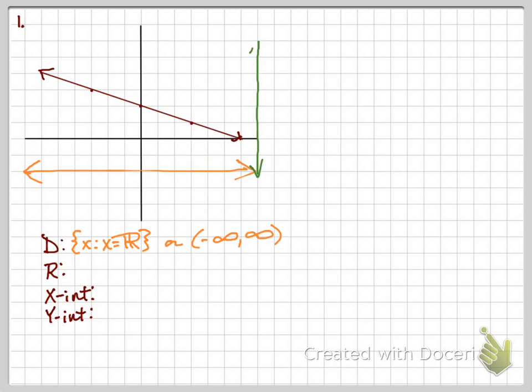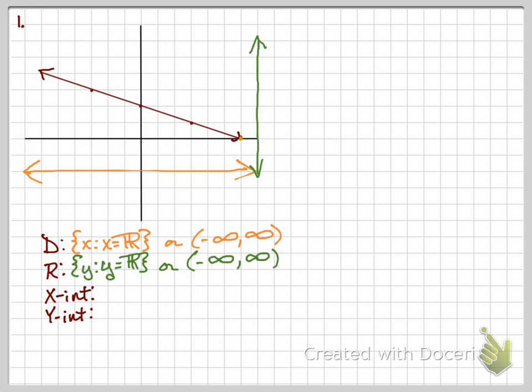Next, in the green, we're going to be looking at the range. As we said, for all linear functions, our domain and our range are both all real numbers. So in this case, it's not x, but y equals all real numbers. And if you're doing it in interval notation, negative infinity to infinity.